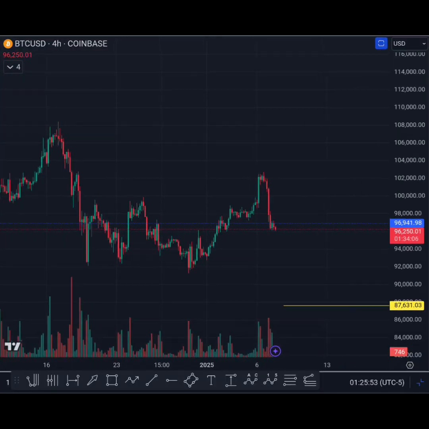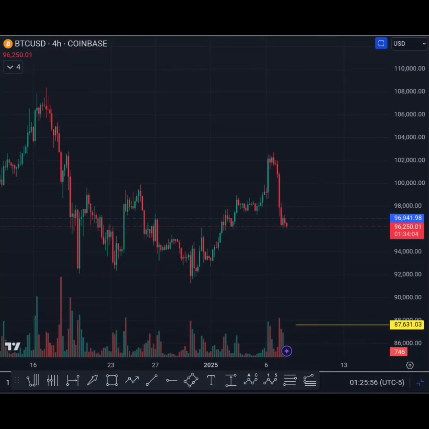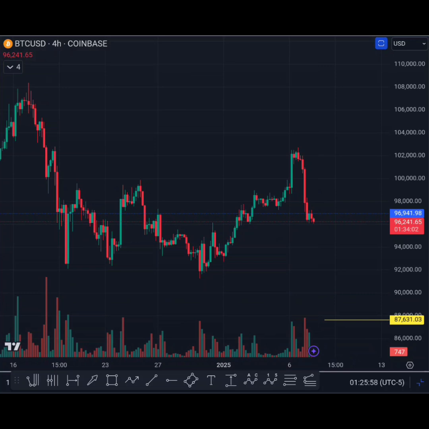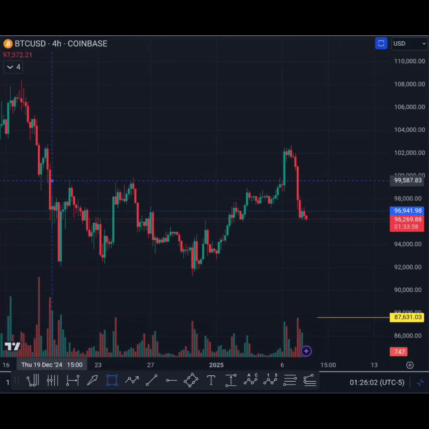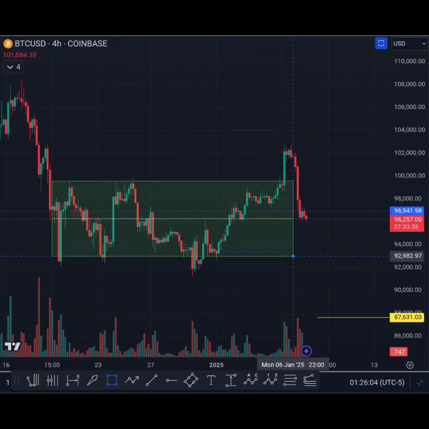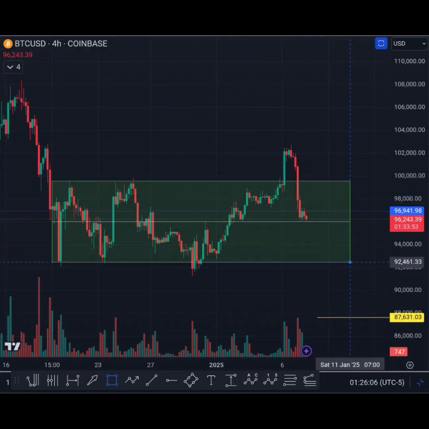Which brings me to Wyckoff. I was thinking of this being an accumulation range, which would make sense. That's the way I was looking at it. And so far, it looks good.